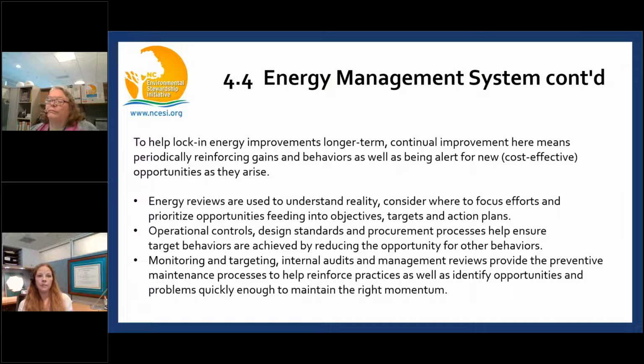Okay, so to help lock in energy improvements longer term, continual improvement here can mean periodically reinforcing those gains in energy and behaviors, as well as being alert for new cost-effective opportunities as they arise. So you get to a point where you've lowered your energy use so much that there's not a whole lot you can do with technology being what it is right now, but you can still continually improve by reinforcing those things and then being on the lookout for new cost-effective opportunities as they arise.